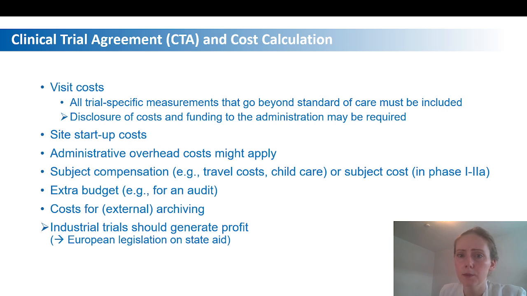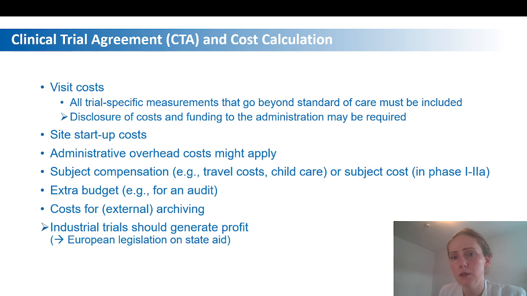The site startup cost covers the initial costs associated with activating the site for the trial, such as protocol training, obtaining necessary regulatory approvals, and setting up the trial infrastructure. The administrative overhead costs incurred by the site for trial management include office supplies, administrative staff salaries, and non-direct expenses. Subject compensation refers to payments made to subjects for their time, travel expenses, and possible inconveniences during the trial.